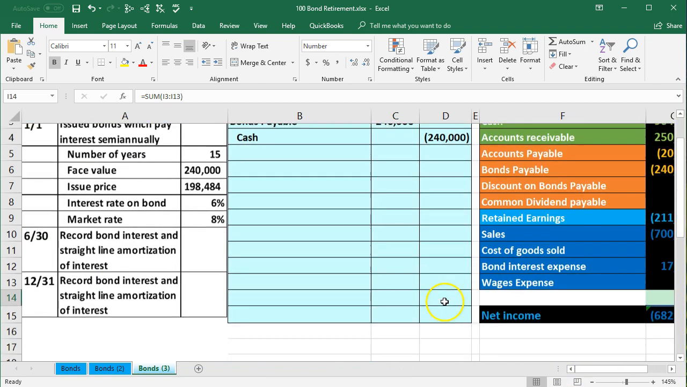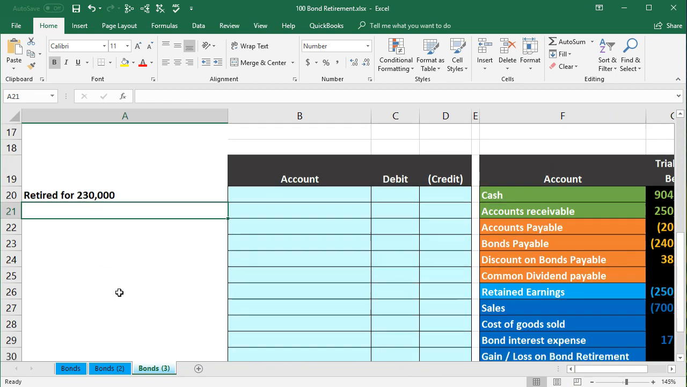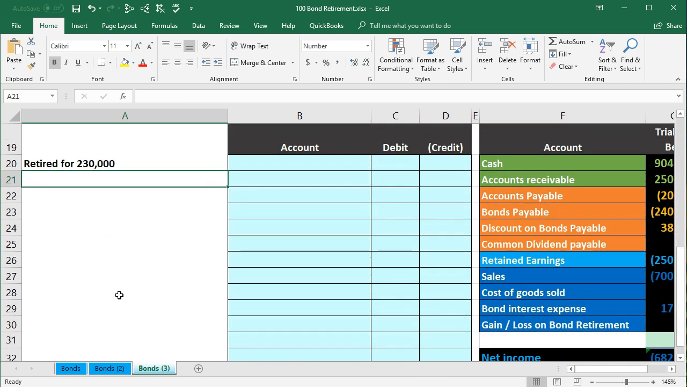Now the other way this could happen, if it's a callable bond, we could retire the bond early, so we could retire it before the maturity date. And if that's the case, then a book problem will typically give you what we're going to retire it for. In other words, it'll have to give us the amount that we're going to pay in order to retire the bond at this point in time. And once we have that, all we got to do is eliminate the bond from the books, and any difference will be a gain or a loss.